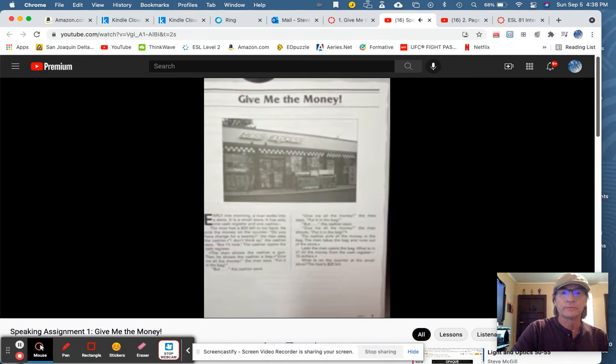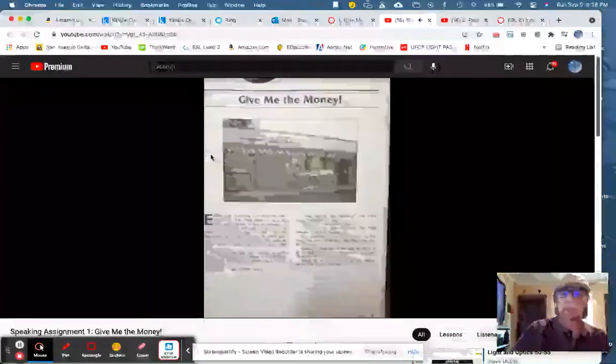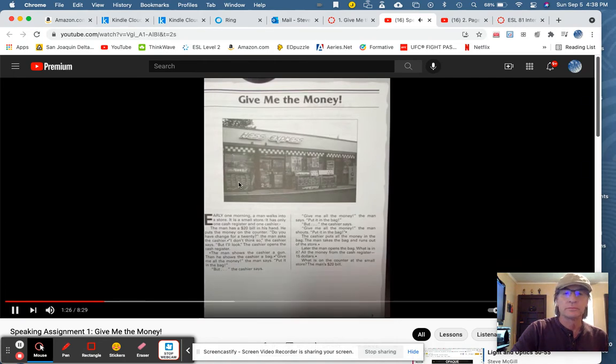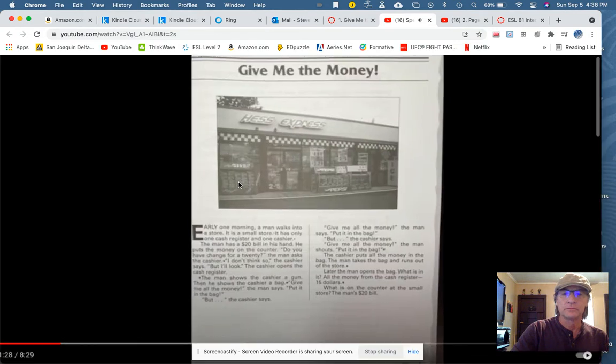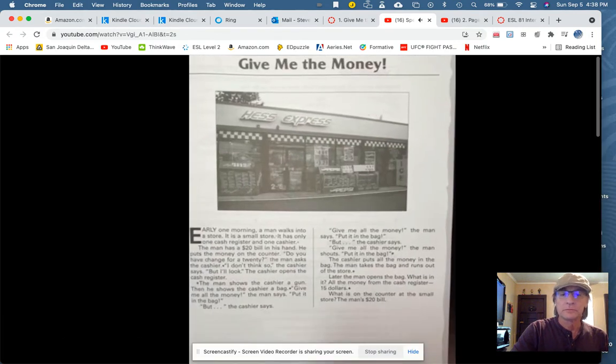Do you have change for a 20? The man asks the cashier. I don't think so, the cashier says, but I'll look. The cashier opens the cash register. The man shows the cashier a gun. Then he shows the cashier a bag. Give me all the money, the man says. Put it in the bag.